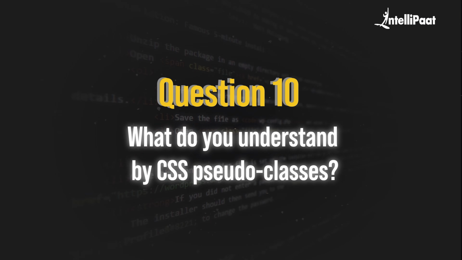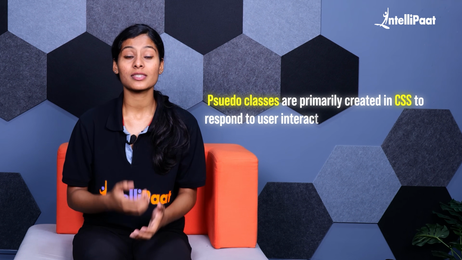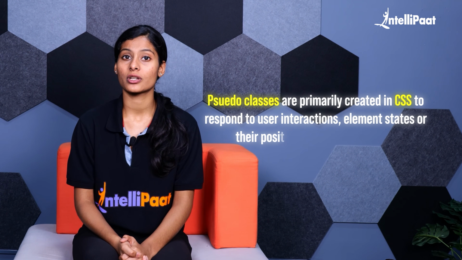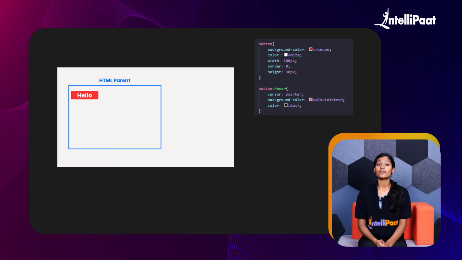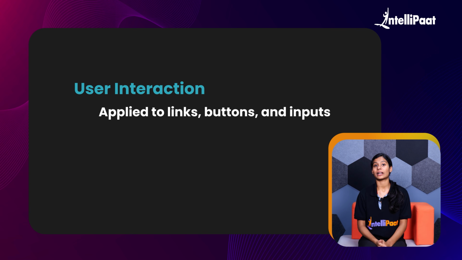Moving on to our next question. What do you understand by the CSS pseudo-classes? Pseudo-classes are primarily created in CSS to respond to user interactions, element states, or their position in the DOM hierarchy. You must have used the hover functionality of CSS while working with buttons. This is one example of the user interaction pseudo-class. To start with, we have the user interaction, which is applied to links, buttons, and inputs. User interaction consists of hover, which we saw earlier.